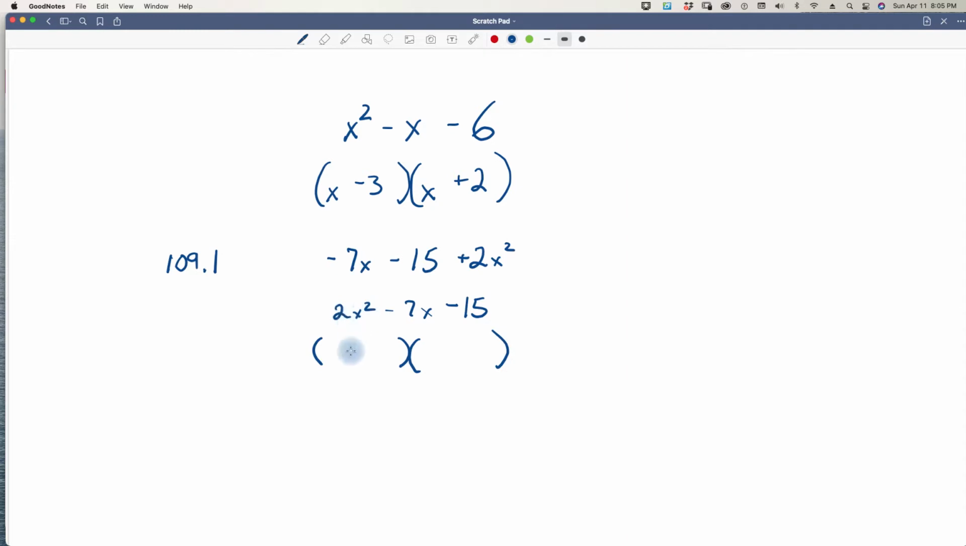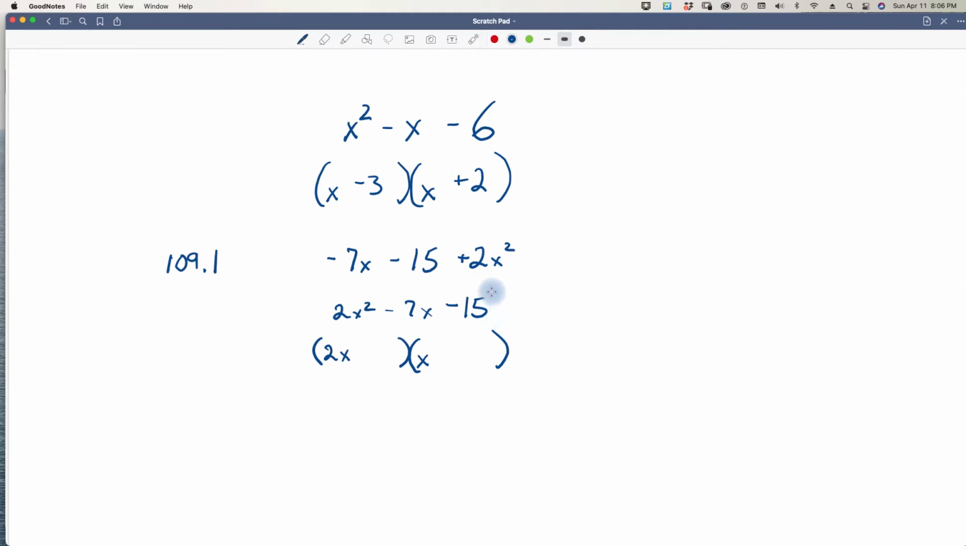So the only way to get 2x squared is to multiply 2x times x. Well, we could say 2 times x squared, but that defeats the purpose of having a binomial. We want to separate the x's, right? Because we don't have any other x squared terms within our trinomial. So we have to separate the x's.